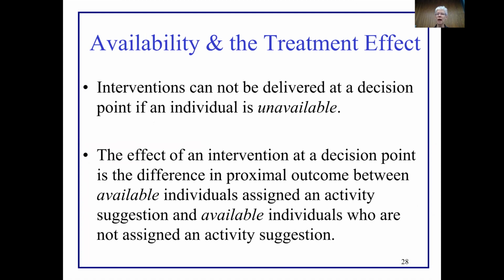So when we think about a main effect, at a particular decision point we're talking about the effect among those people who are available. And I say that in words in this last bullet point. So what is the main effect? It's a contrast between available people at that time who are assigned a message versus available people at that time who are not assigned a message. What is the difference in their 30-minute step count following that decision point?